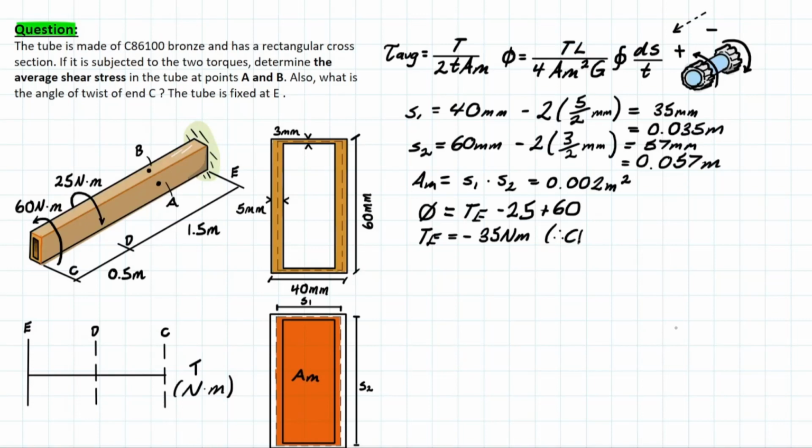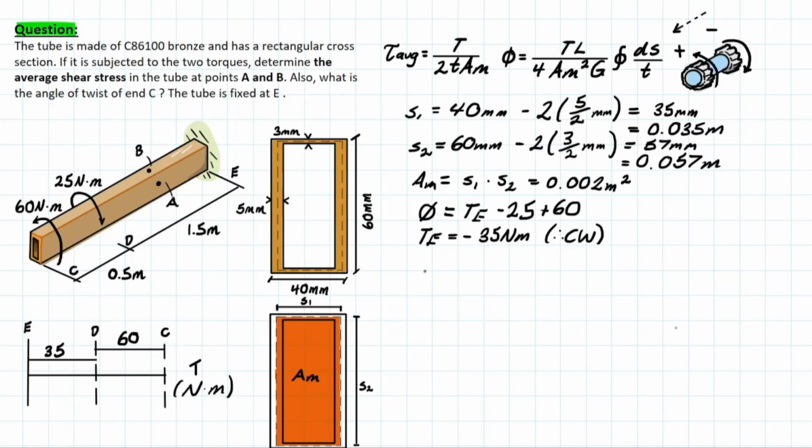Now, solving for TE, we will be left with negative 35 newton meters, and that is going to be clockwise based on our convention. Now, since we have a fixed free support condition, we know this torque is going to have to bring us back to zero at the support. So we're going to start from C to D in this case, where we have the 60. Then the 25 is bringing us back down to 35, which is when we have that negative 35, bringing the system right back to zero.